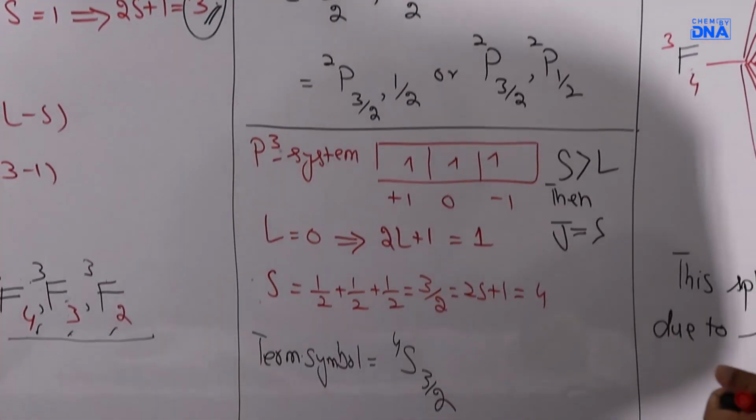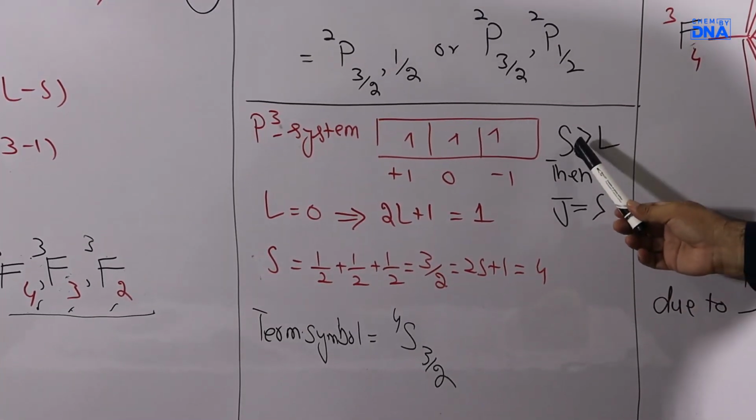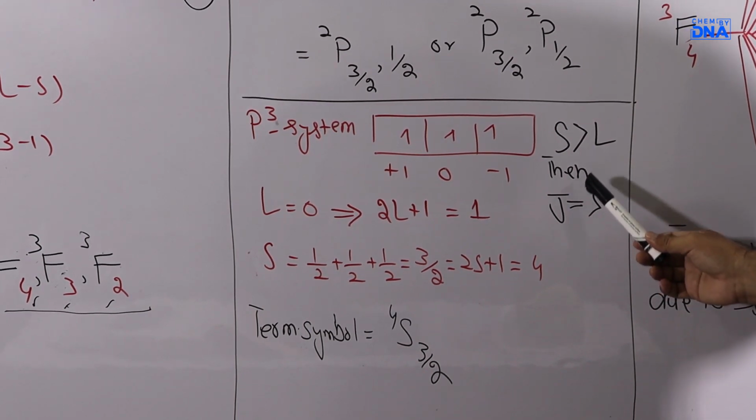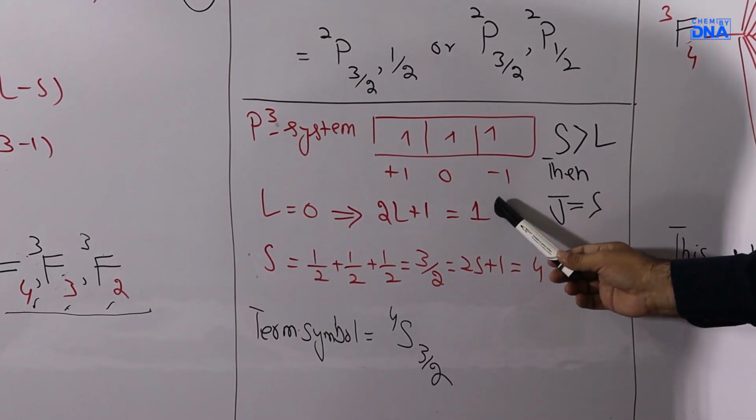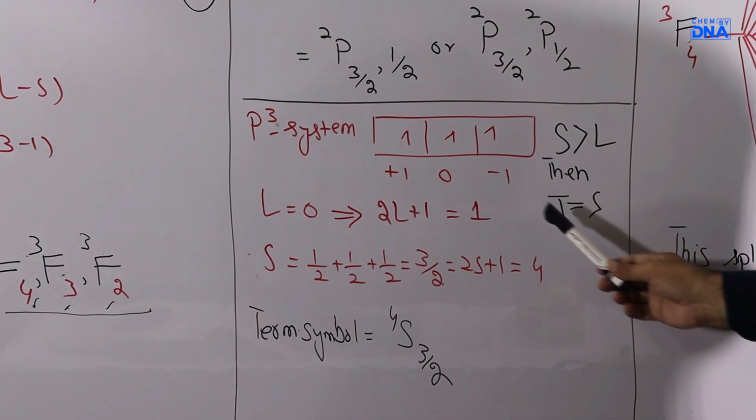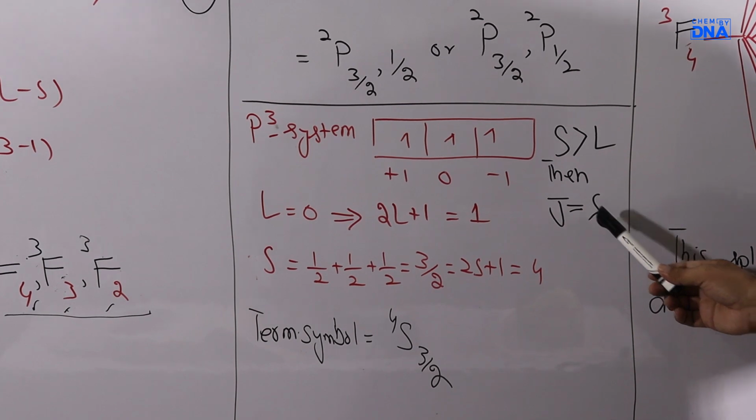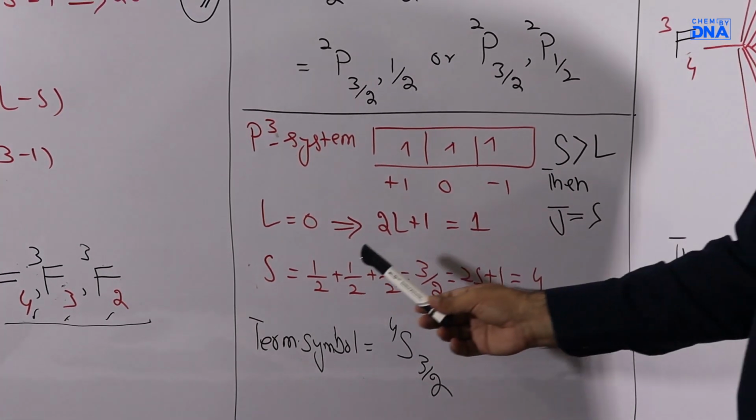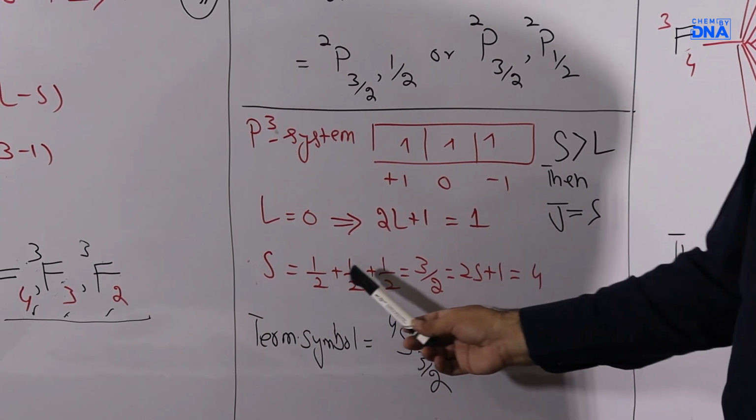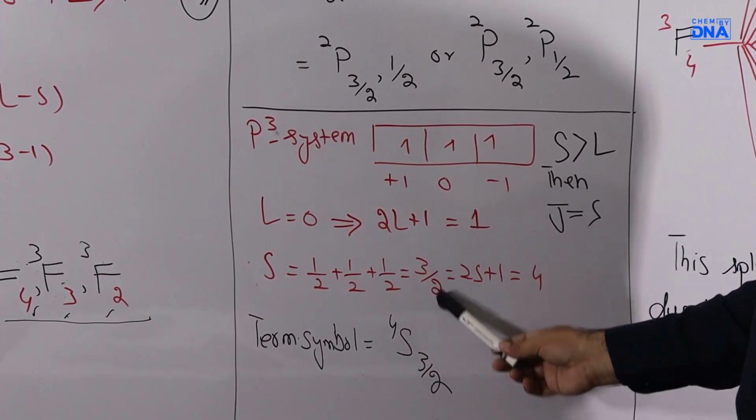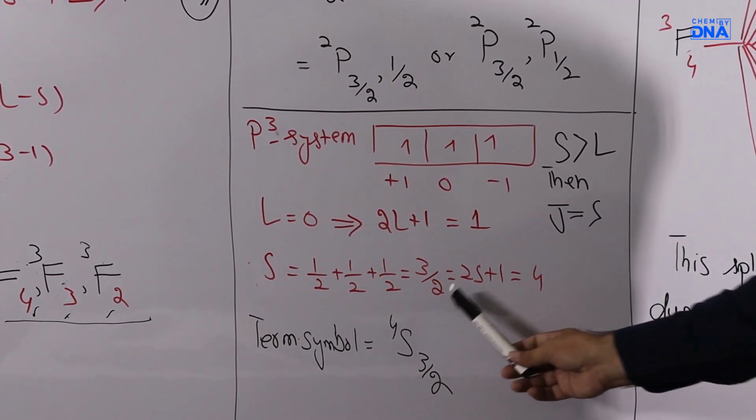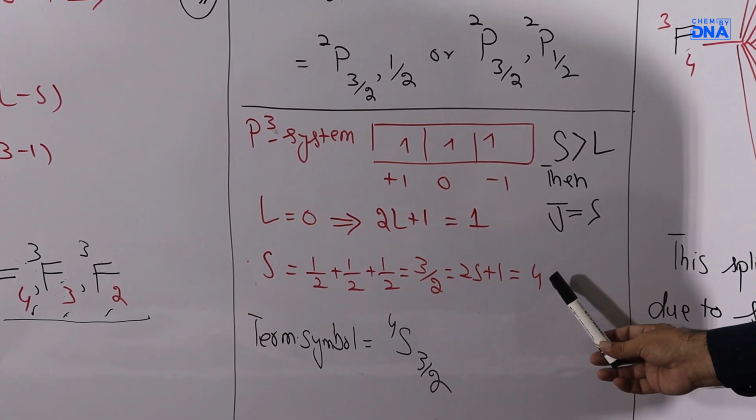This is the case where you see that S is greater than L. Then that one J value which is going to be produced in accordance with rule number 2 will be equal to S. Let us see over here that S for these 3 electrons is 1/2, 1/2, 1/2, aggregate 3/2, and this 3/2 is your S value, and the spin multiplicity value is 4.